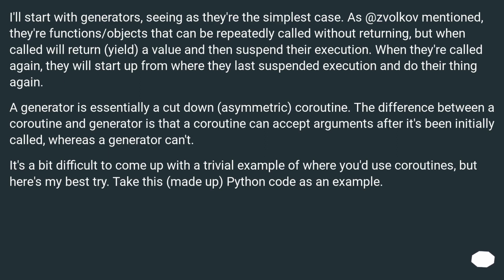The difference between a coroutine and generator is that a coroutine can accept arguments after it's been initially called, whereas a generator can't. It's a bit difficult to come up with a trivial example of where you'd use coroutines, but here's my best try. Take this made-up Python code as an example.